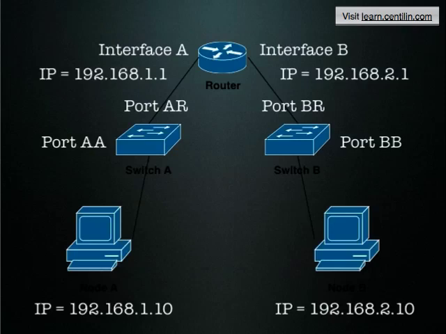Again, going back to the diagram, we see that data travels from host A's NIC to switch A's port AA, exits at port AR, and arrives at router's interface A. Frame header is rebuilt and exits router at interface B, received by switch B's port BR, going out switch B's port BB, and finally arriving at host B's NIC.